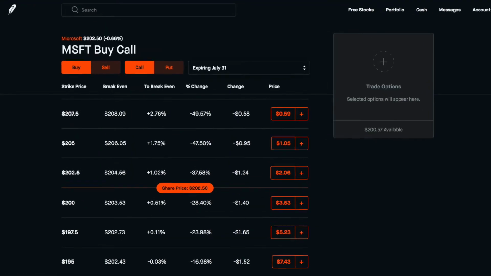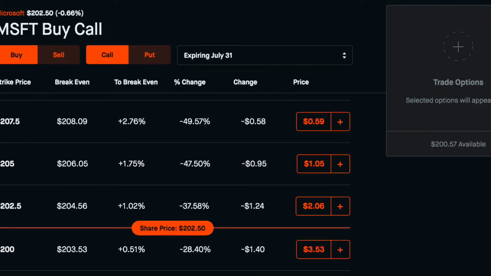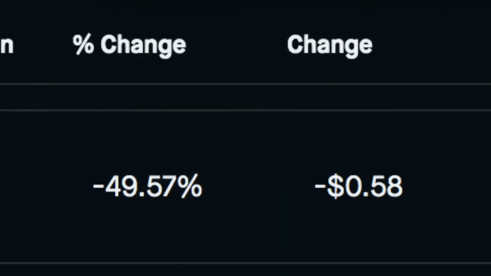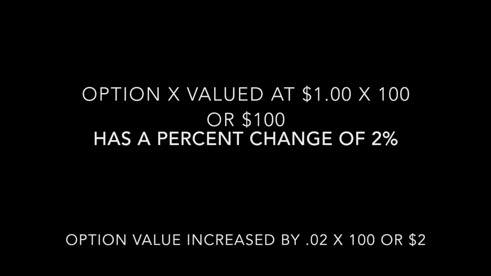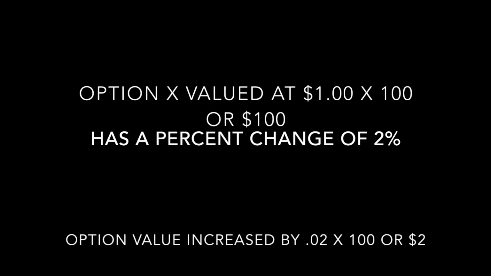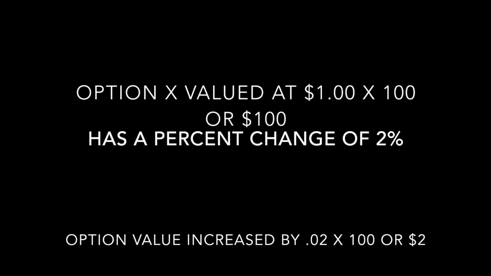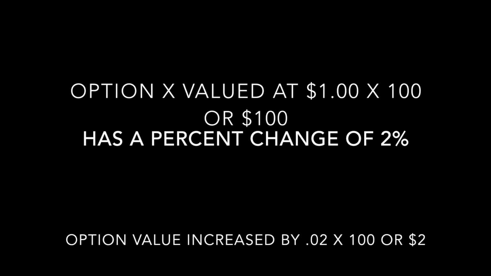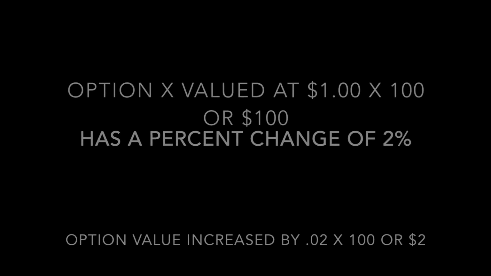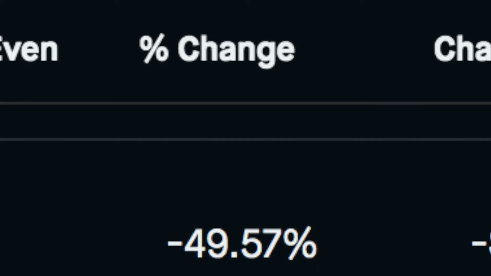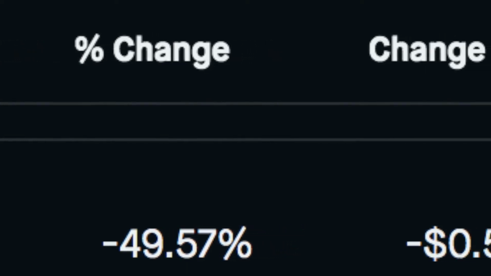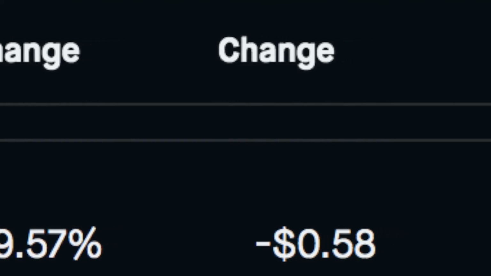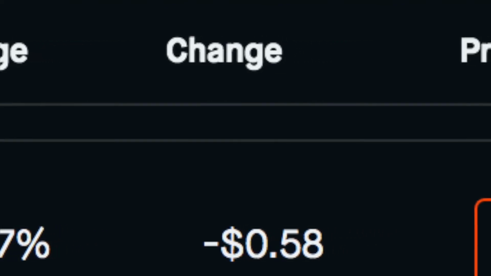Next up, we have the percent change, which is the change in percentage of the option price from the previous close to the current trading time. For example, if option X valued at $1 times 100, which would cost $100 total, has a percent change of 2%, the value of the option increased by 2% or 2 cents times 100, which would be $2. The same goes for the change number that you see. It shows you the amount I calculated while explaining percent change, so you don't have to do that every time you want to find the price change instead of a percentage.